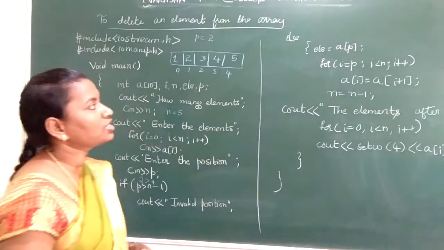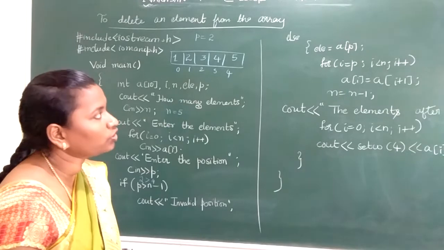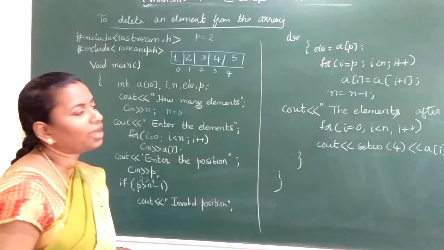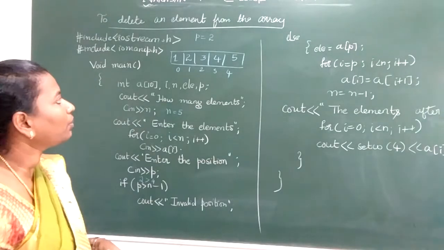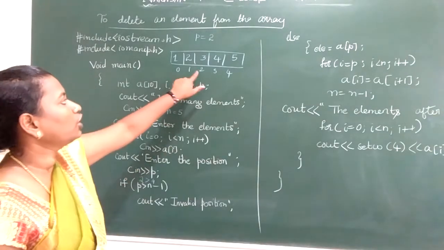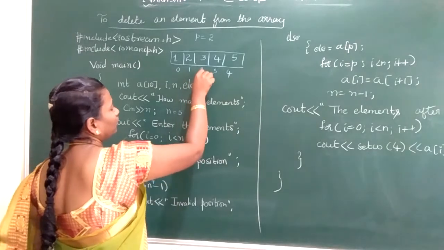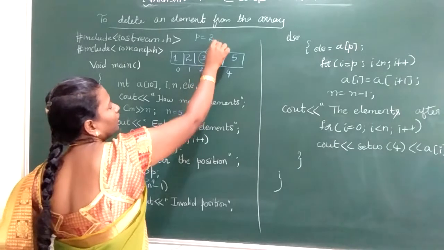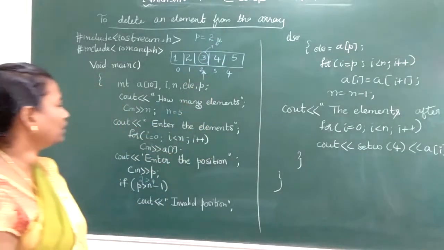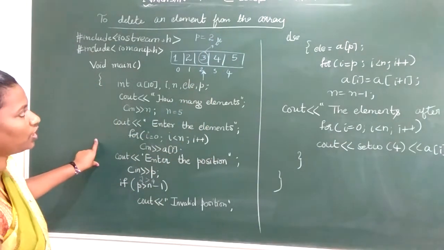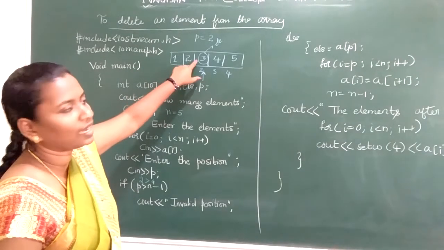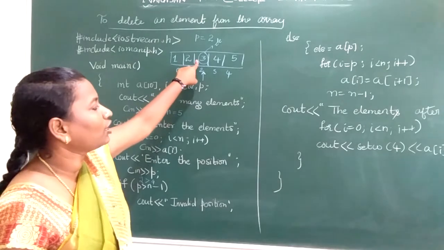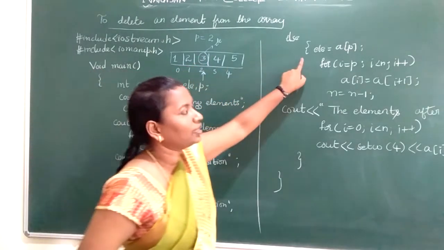Now I am comparing, giving A of P. What is A of P? A of 2. At position A of 2, what is the element? The element is 3. You are only mentioning the position, because at that particular position this element will be removed. So I am giving A of P, that is A of 2, and the element present there is 3.